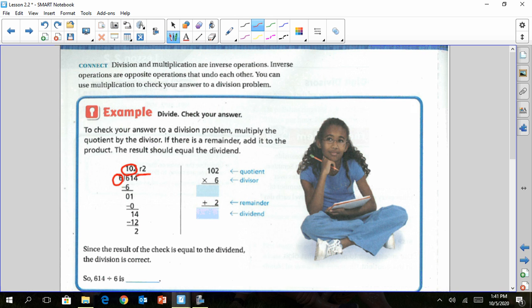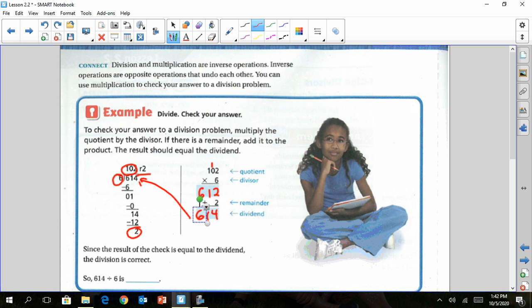So we have an answer of 102. We're going to multiply that by 6. So we get 12. 6 times 0 is 0, plus 1 would be 1. 6 times 1 equals 6. You then add what the remainder was. The remainder was 2, so we add that to our answer. And we get an answer of 614, which is exactly what our dividend was.